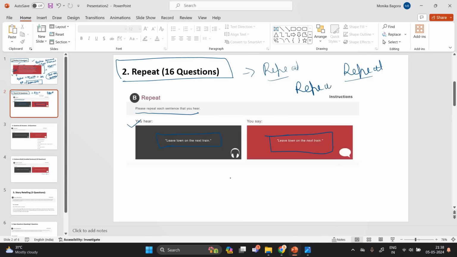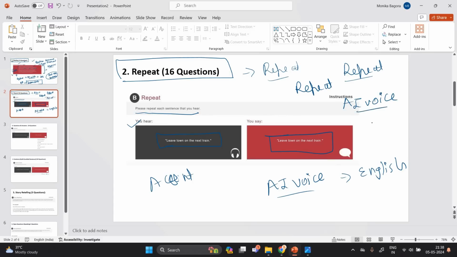Just repeat the sentence. First, the AI voice will be there. It will be completely English based, so the accent may be different. The accent is something different according to the languages, but because there is an AI voice, and it is a communication assessment, you have to just follow the instructions they mention related to each section.